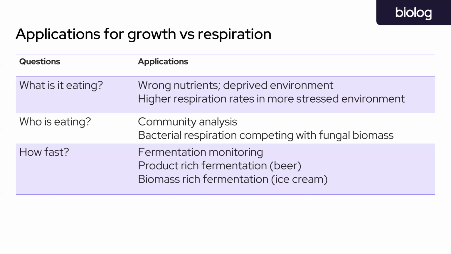And you can also look, for example, if you want to see whether bacterial respiration is competing with fungal biomass. And if you're trying to make a product with fermentation, you might care about whether it's respiring more than it's growing. So for example, for making beer, you may want your yeast to not increase in biomass. But if you're making a high protein food, you may want a more biomass rich fermentation product.